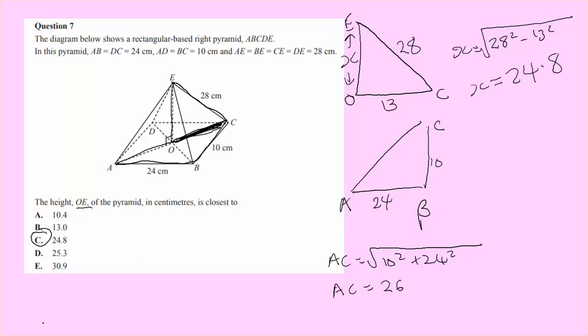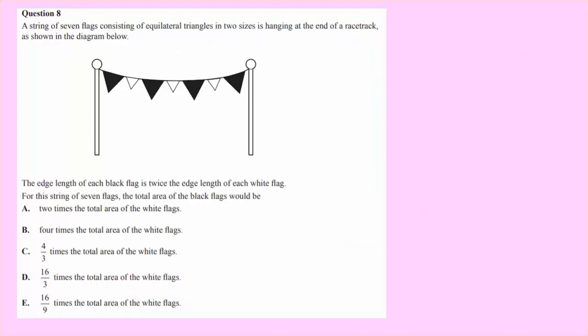Question 8. A string of 7 flags consisting of equilateral triangles in 2 sizes hanging on the racetrack as shown. The edge length of each black flag is twice the edge length of each white flag. For this string of 7 flags, the total area of the black flags would be. So I know it's doing similar triangles, but I want to do similar area.